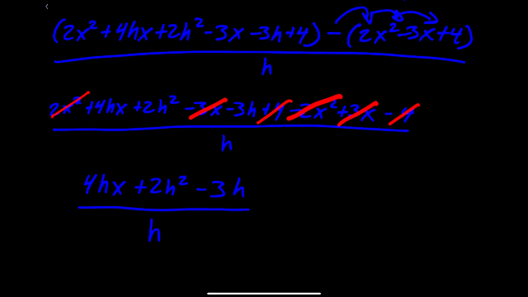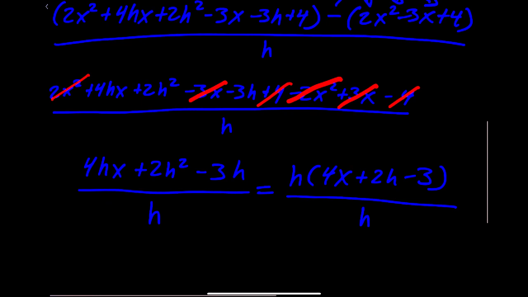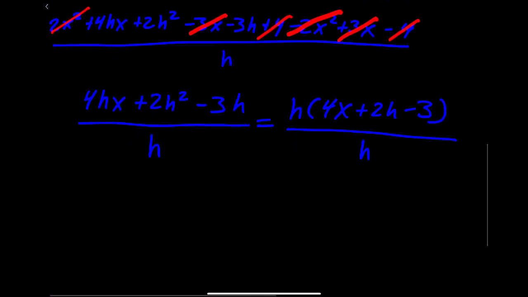And now we can factor out an h from the numerator to end up with the following. And by factoring out that h in the numerator, that allows us to actually cancel out the h's. So our final answer is 4x plus 2h minus 3.